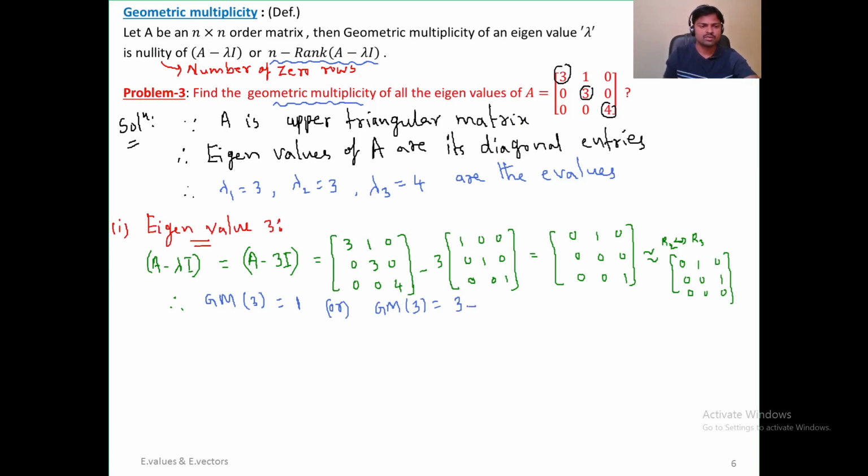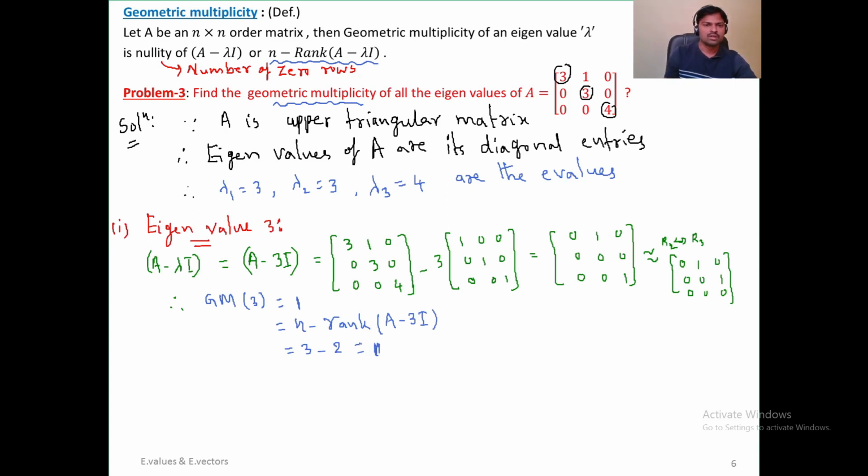okay. So simply you write the formula without confusion. Write this. So you can conclude like this: n minus rank of A minus lambda I. So A minus 3I indirectly. Lambda is 3 here, right? So which is nothing but what? n is 3 here, minus rank of A minus 3I. What is the rank of this? Number of non-zero rows. Number of non-zero rows are 2. So rank is 2. Indirectly 1. You can conclude like this or like this, your wish. Any way you can conclude.